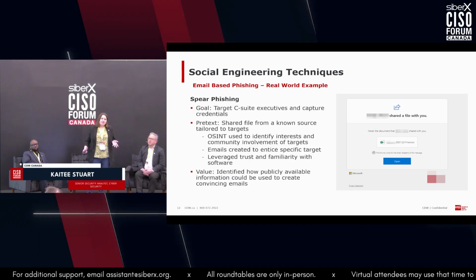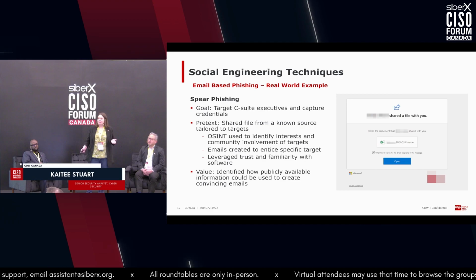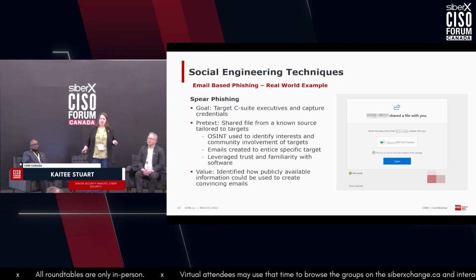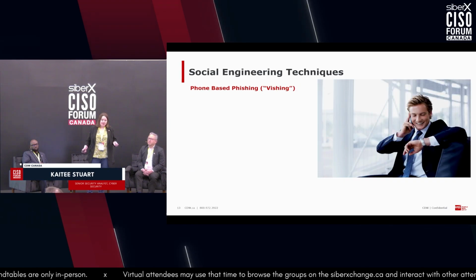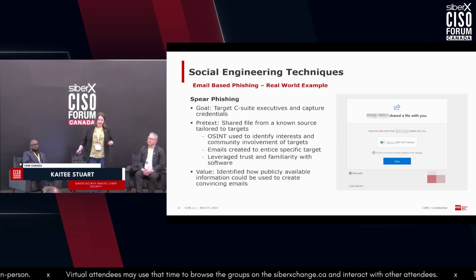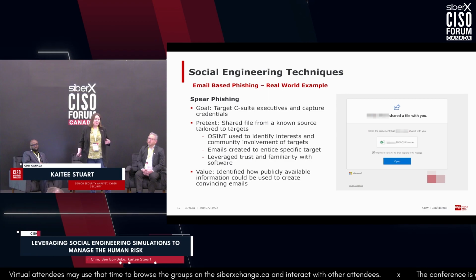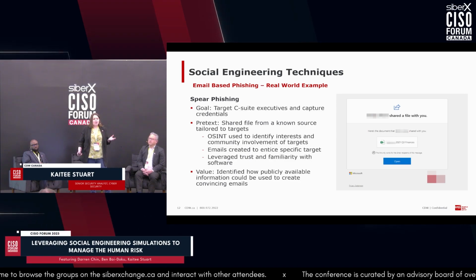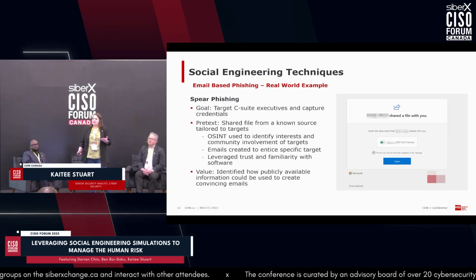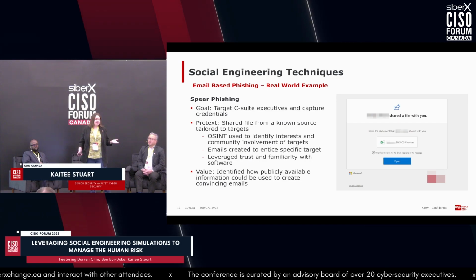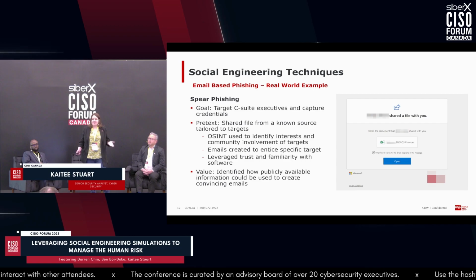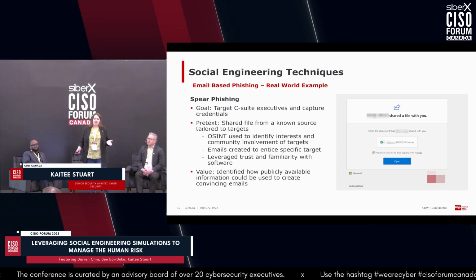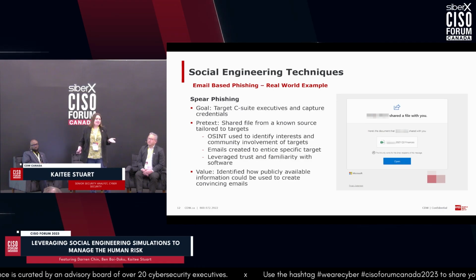So the value of this identified how publicly available information could be used to create these targeted emails that would target high-profile members of your organization. And additionally, the value was in training employees on how to spot these. They should question when they receive something, even though it looks like something they see every day. Were they expecting this email? Did somebody actually send it? Does it actually make sense? They should look at the domain that they're entering credentials in before they do it. And they should look at the email address.